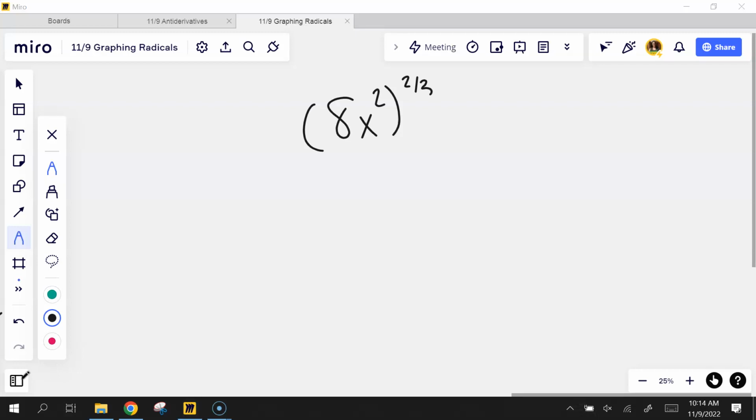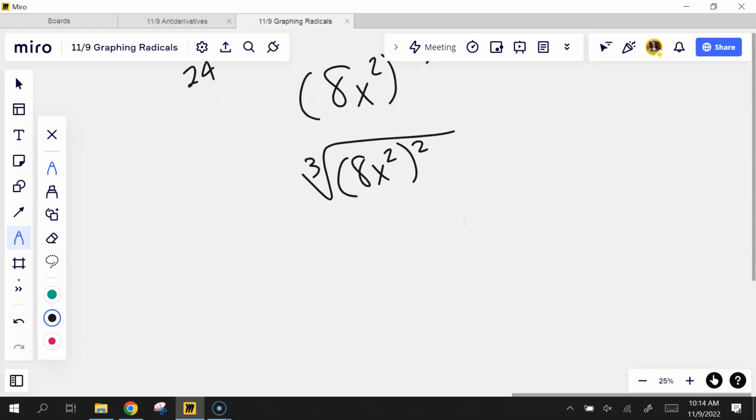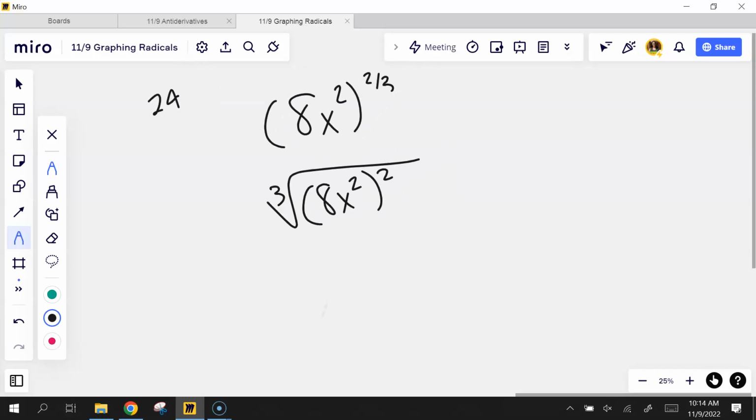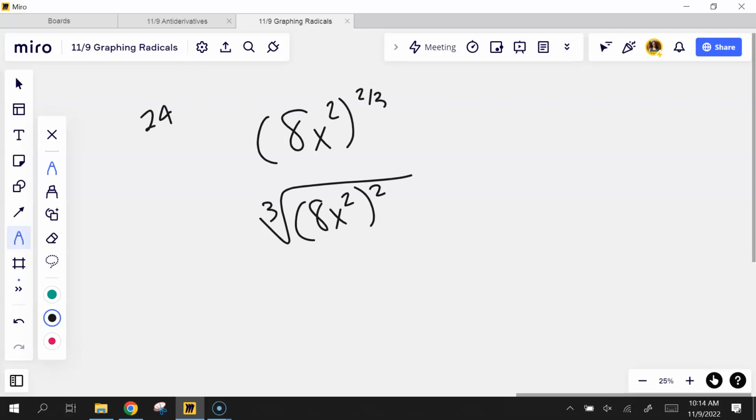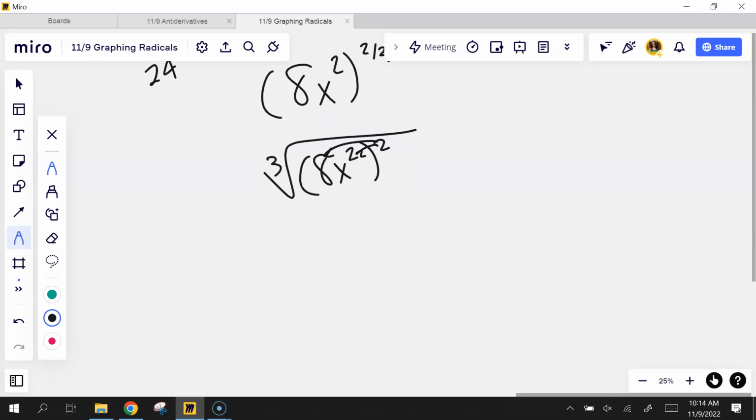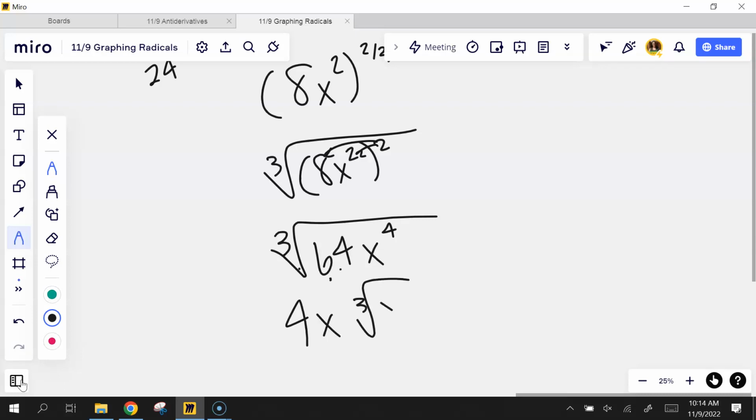Can you tell me what it is? All right, so this is going to be the cubed root of 24. All right, so I'm going to go ahead and just take this through because I want to expand it so I can simplify it. So I get 64x to the 4th. So now 64, 4 times 4 is 16 times 4 is 64, right? It's 4. We all agree? So the third root of 64 is 4, and then 3 goes into 4 one time with 1 left over.